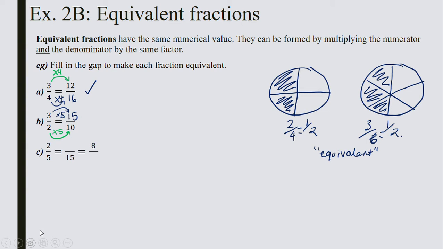So we need to look at, first, 5 times what equals 15? So we'll work from left to right. 5 times what equals 15? If you're thinking 3, hint, we had the answer right here, you would be correct. So we do the same to the top. 2 times 3 equals 6. So 2/5 and 6/15 are equivalent.